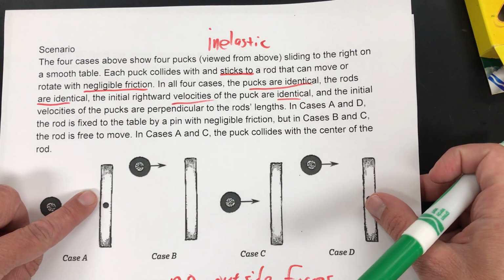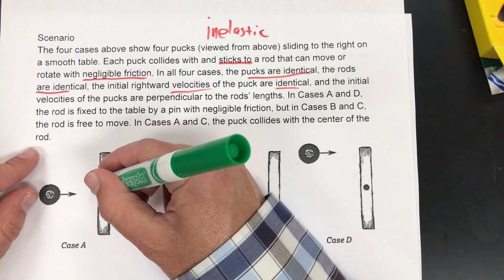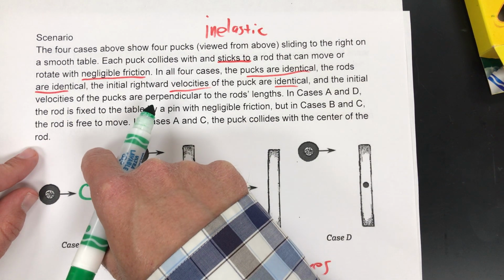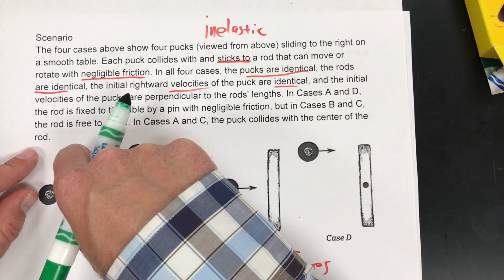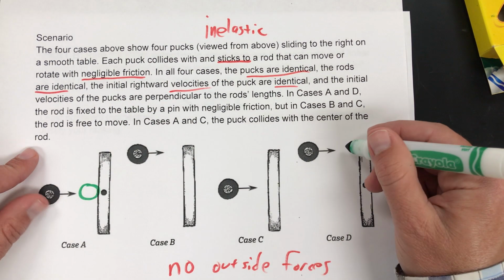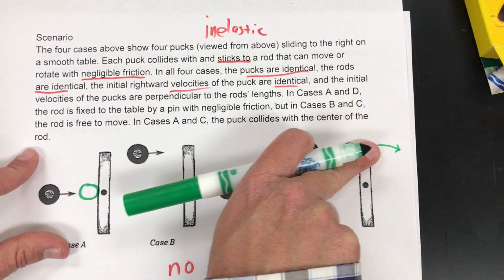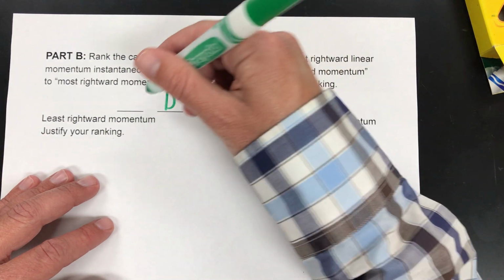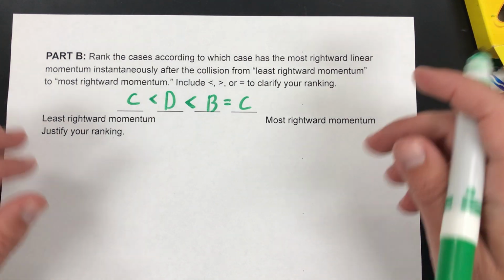Both A and D are going to lose some of their linear momentum. Well, A, when it hits here, it's just going to stick right there to the pin, and the pin's not going to allow this to move at all, and it won't rotate at all, so it's just not going to do anything. It's just going to stay right there. Whereas this one, it's going to continue to move instantaneously to the right. So this one will still have some rightward momentum. So D is next, and it is greater than A, which doesn't have any rightward momentum whatsoever.